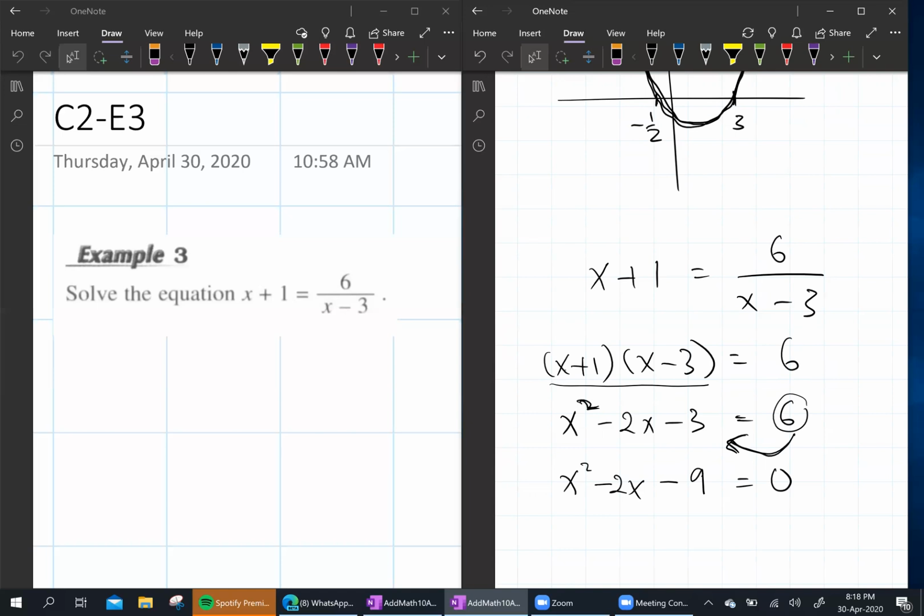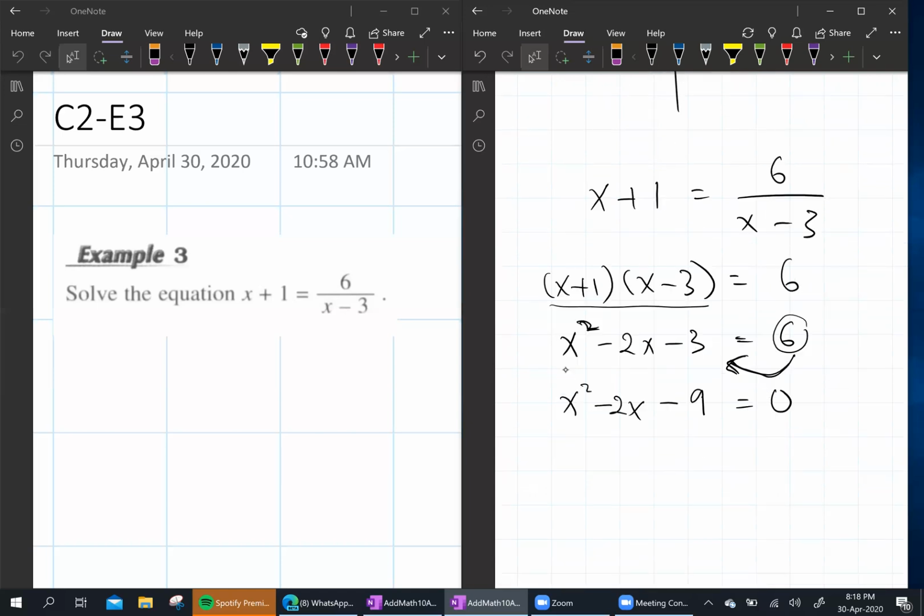Factorize it. Can you factorize or not? You try factorizing. I try it.